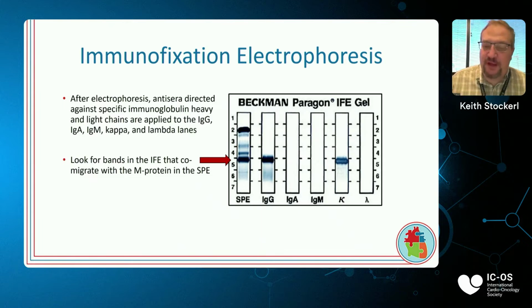So we often find in patients who have very low secretion of proteins, and this is actually fairly common in patients with light chain amyloidosis, that the SPEP may look normal, or at least show a peak that's unquantifiable, but then when we do the immunofixation, we can detect these very small amounts of protein.